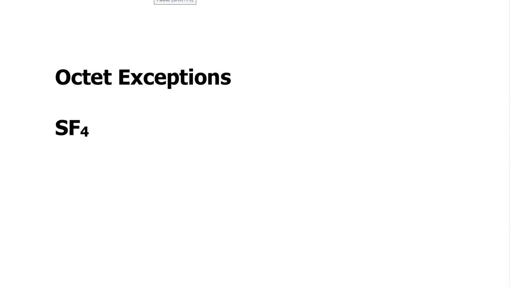Now I'm going to go through some octet exceptions, and that means that we're going to have central atoms that don't end up with an octet. In other words, they don't end up with 8 valence electrons. For the ones we're going to do, they're going to have more than that: the central atom is going to end up with 10 or 12 electrons, always in pairs. So let's just start.